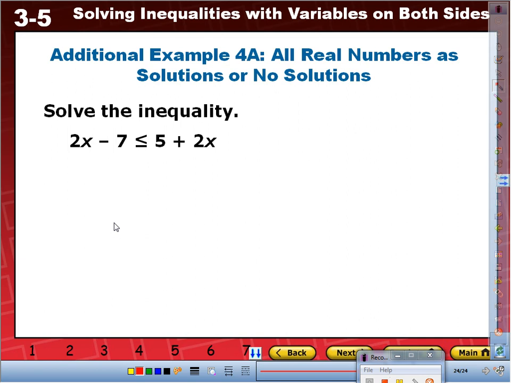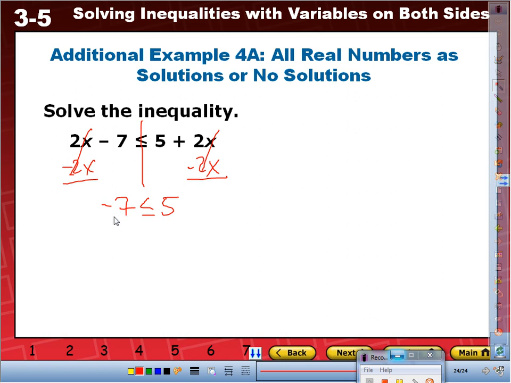Line down the inequality symbol. In order to solve this, we need to simplify each side. This side cannot simplify, this side cannot simplify. Therefore, we start with the smallest variable. What is my smallest variable? 2x. So I subtract 2x from both sides. You're saying, wait a minute. This cancels, and we end up with negative 7 less than or equal to 5.